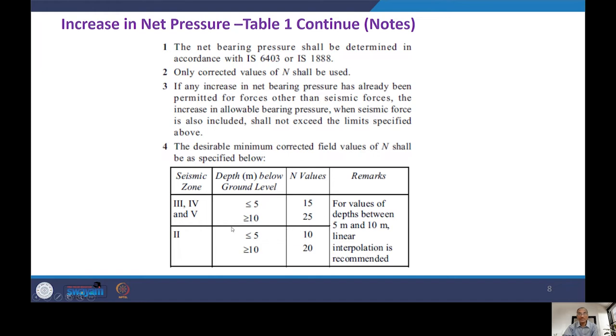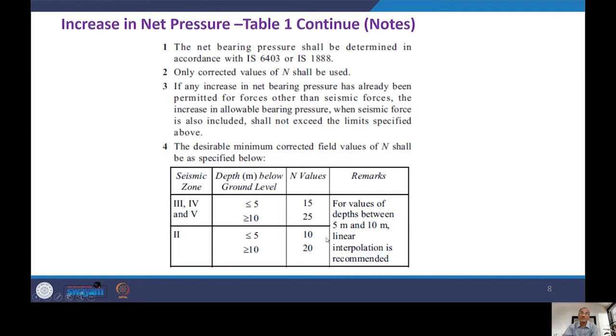These values for second seismic zone are 10 and 20. And what are the seismic zones, we will come to later. So now the issue is, between 5 to 10 meter, the linear interpolation can be used. And below 10 meter depth, it should be the flat value, the minimum value. So we can say that these are the minimum N values.